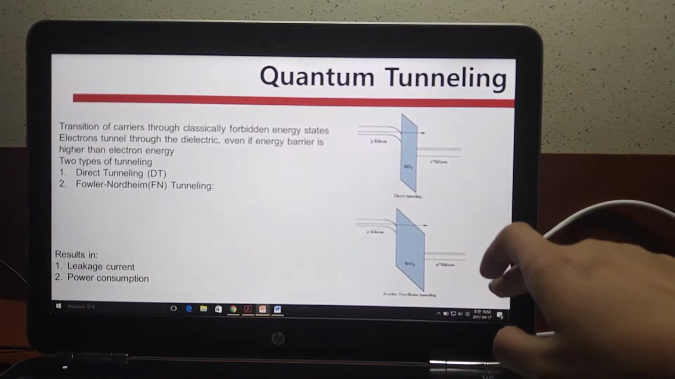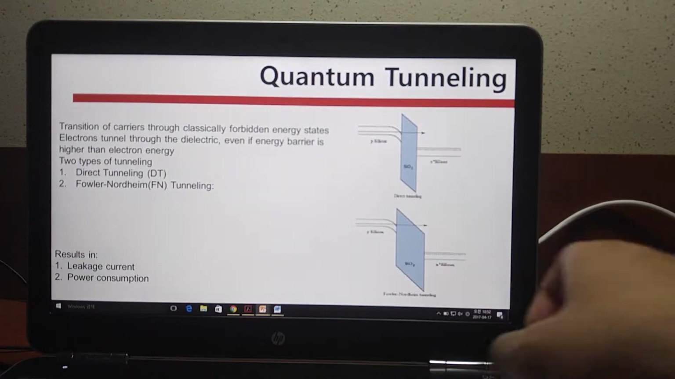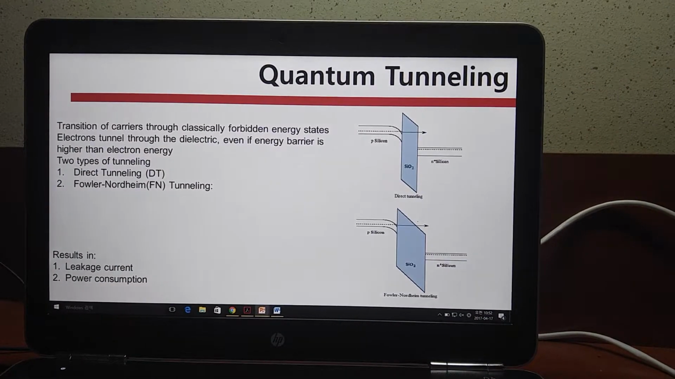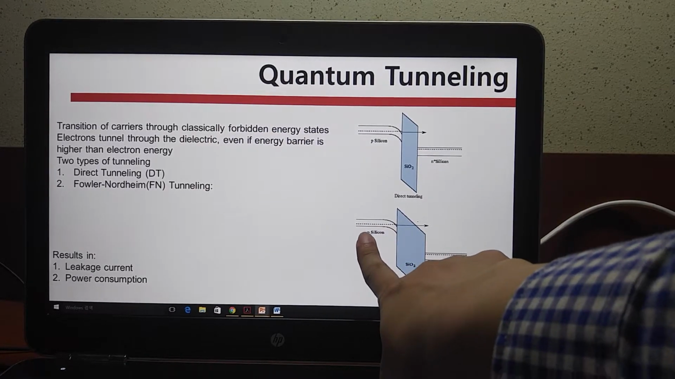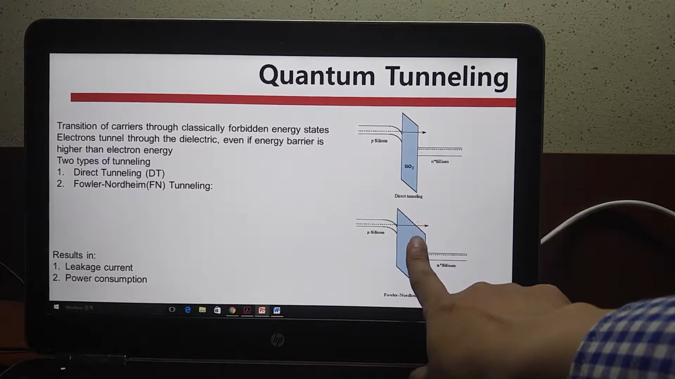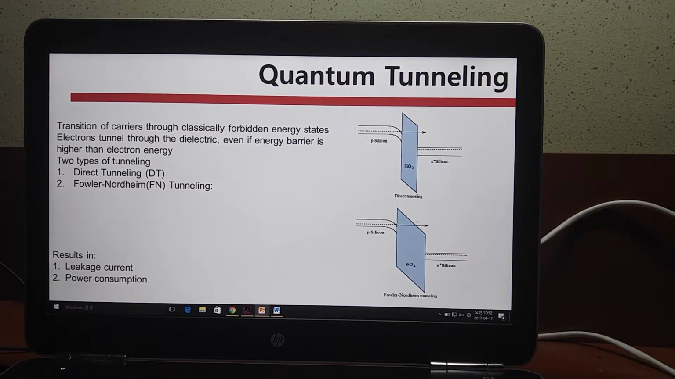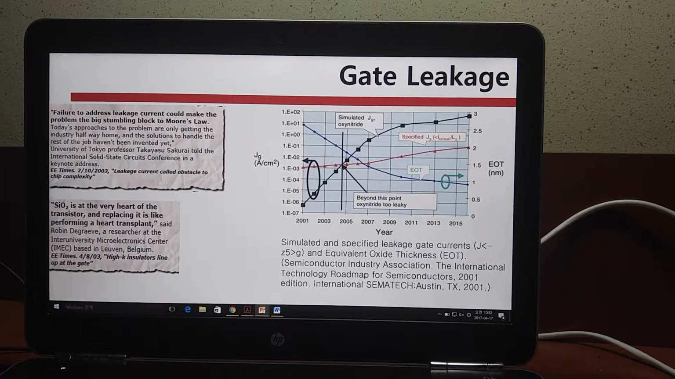Fowler-Nordheim tunneling, which we could also call FN tunneling. In this concept, the electrons from p-type silicon tunnel through a part of the barrier to the conduction band of the insulator. From there, they can flow to the anode, but both have problems with leakage current and power consumption.